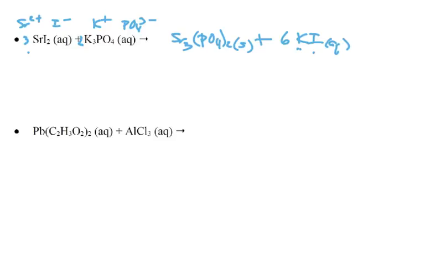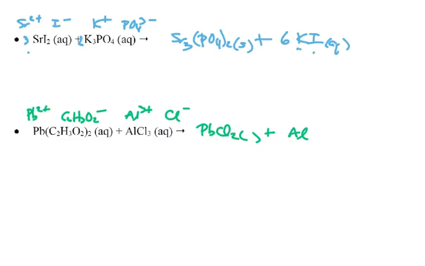The last one, lead acetate and aluminum chloride. I'm going to switch colors here. So Pb2+ and acetate, C2H3O2-, aluminum Al3+, and chloride Cl-. Those compounds are already put together. For the new combinations, if I put lead and chloride, I'm going to have PbCl2, and I'm going to have aluminum, Al, and I need 3 of my acetates, so C2H3O2 taken 3 times.